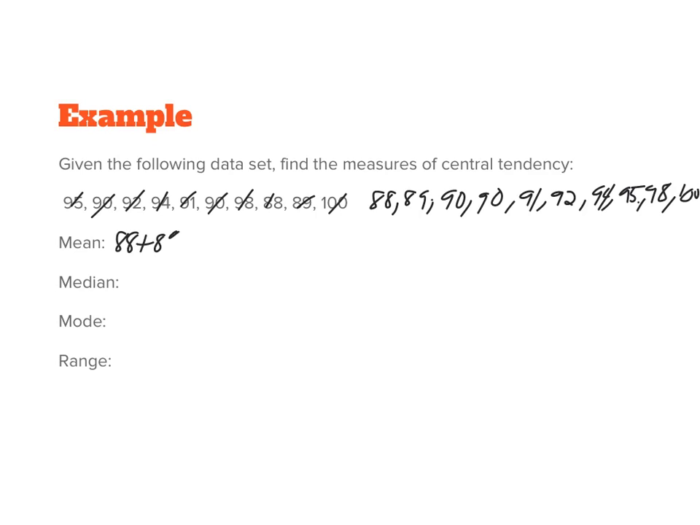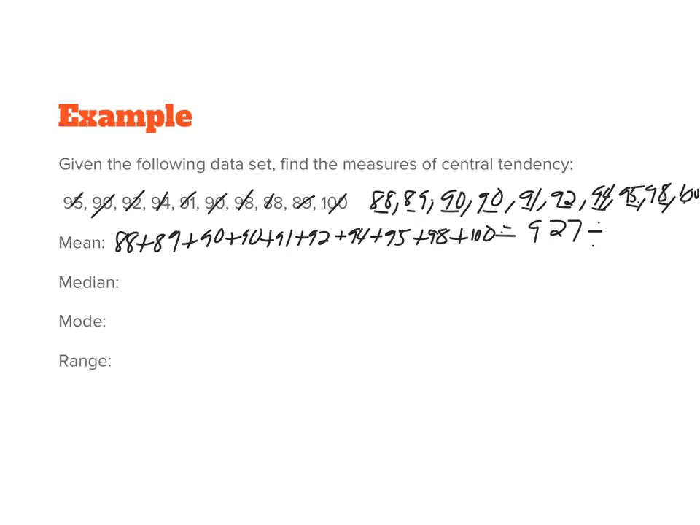Okay, so again for the mean, I start by adding them all up. So 88 plus 89 plus 90 plus 90 plus 91 plus 92 plus 94 plus 95 plus 98 plus 100. And with that, I get an answer of 927. And then I'm going to divide that by the number of values I have. 1, 2, 3, 4, 5, 6, 7, 8, 9, 10. And if I type that in, I get an answer of 92.7 for my mean.